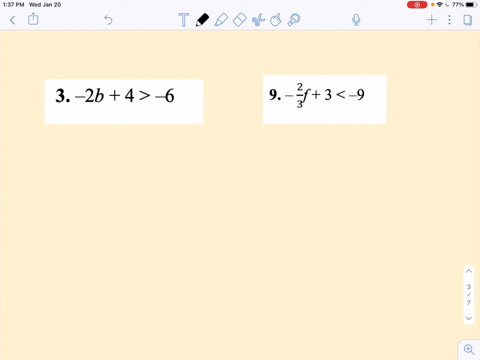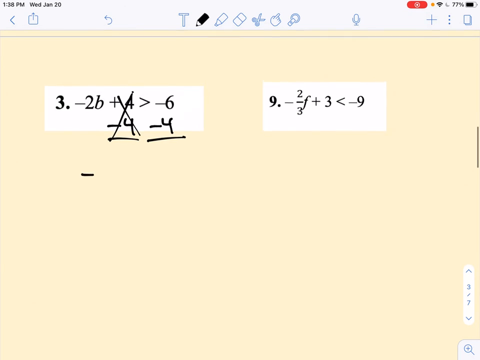So remember, the first thing we do on these is we get the terms with the variables by themselves, and then get the constants together on the other side. So I'm going to move this 4 by subtracting it, and I'm subtracting it because it's being added on top. So you do the opposite, which is just what you do. All right, you got negative 2b is greater than negative 10.